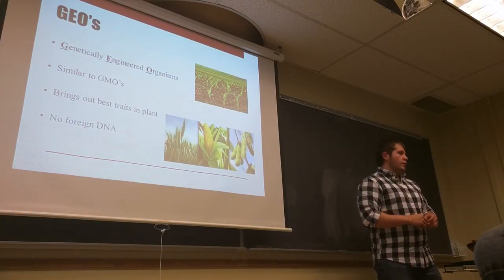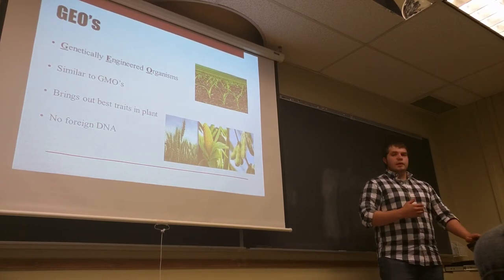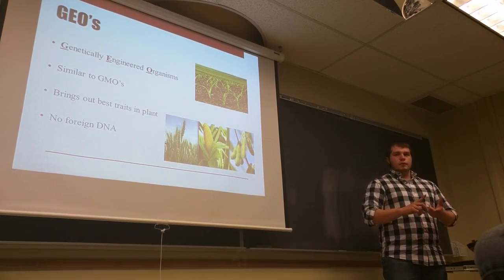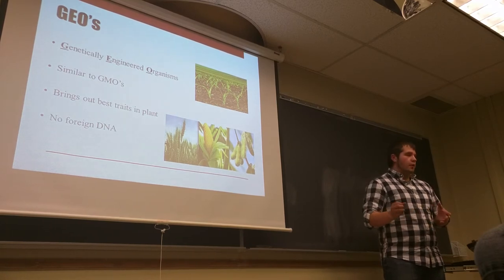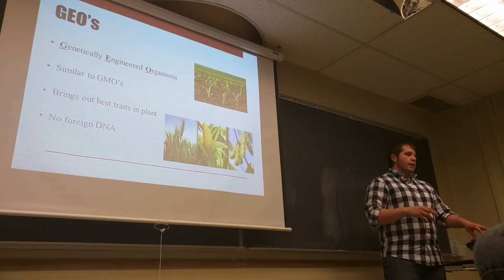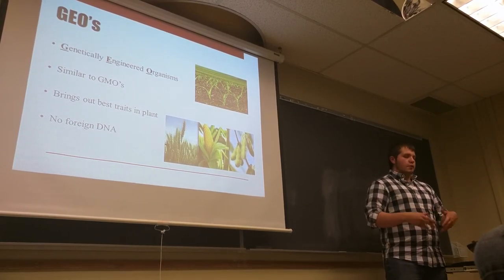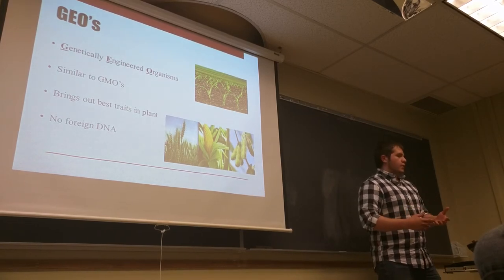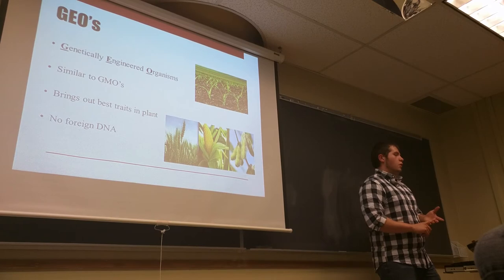Another thing that they're looking into is called GEOs. It's genetically engineered organisms. It's pretty much the same idea as GMOs, except they don't take virus DNA or animal DNA and put it into plants. What they do is they just take the best DNA from plants, put it all together, and bring out the best traits in the plants, kind of create a super plant almost. So the plants that grow will have the best prospects for good yields. They'll grow the tallest, grow the fastest, and be the strongest.